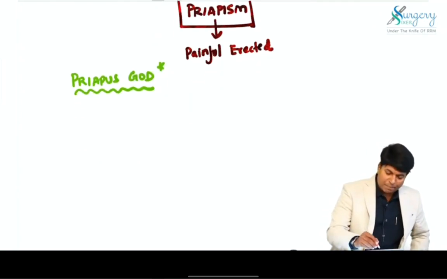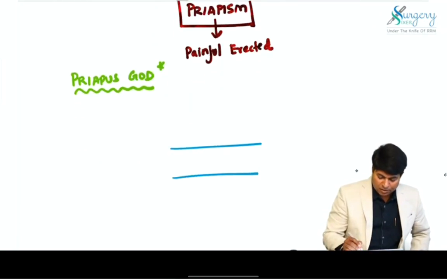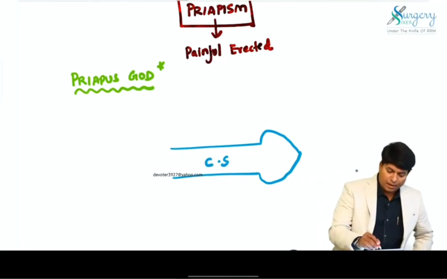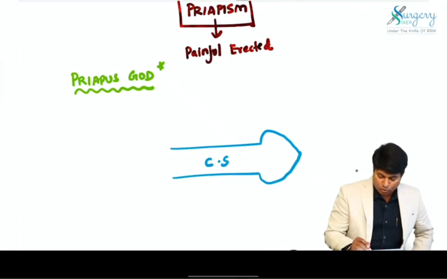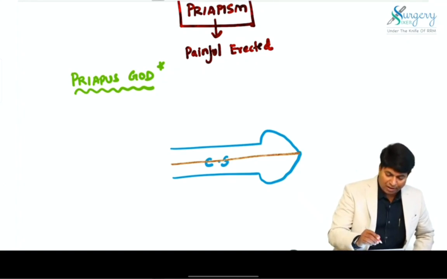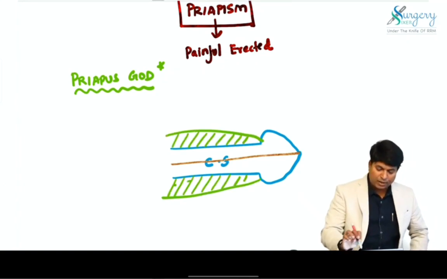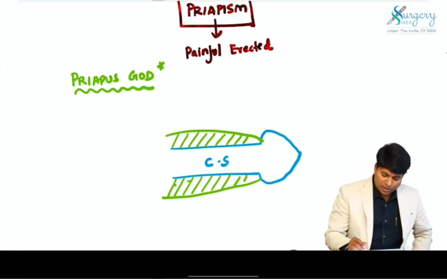To understand priapism, you should understand the anatomy of the penis. This is the corpus spongiosum. One corpus spongiosum is present in the center, which carries the urethra. On either side of the corpus spongiosum, what do we have? We have two corpora cavernosa. So there is one corpus spongiosum and two corpora cavernosa.